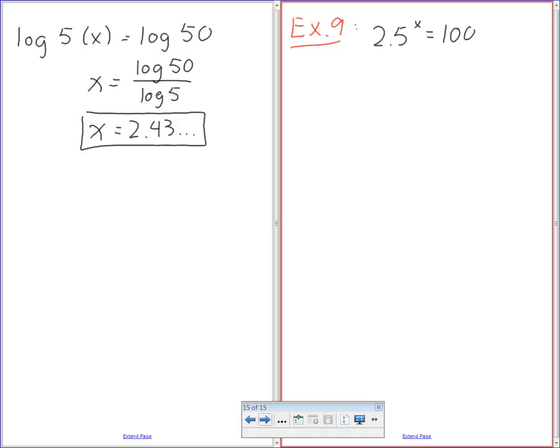Okay, can I get a brave soul to give me the first step? I'm going to write the middle step here just because. Still have a difference between.